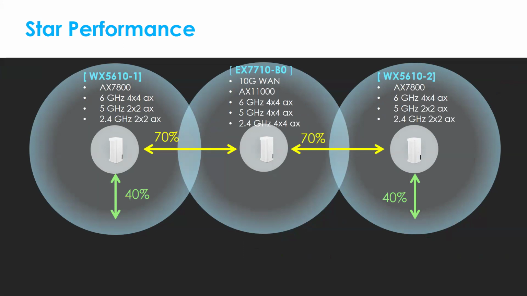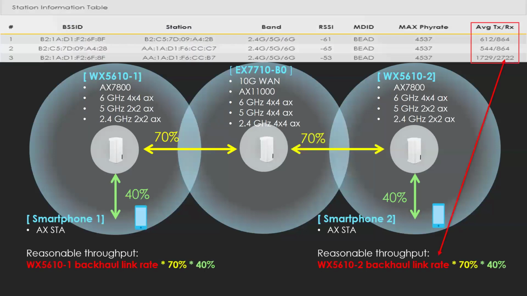But when we change the topology into a star topology like this, no matter whether we move our station to this extender or that one, our smartphone will get the same reasonable throughput. The value will be the backhaul link rate multiplied by 70%, multiplied by 40%.